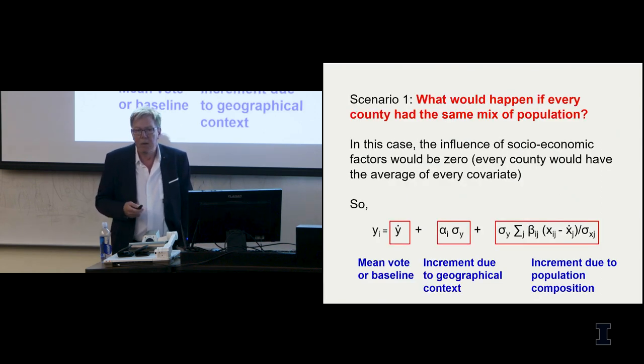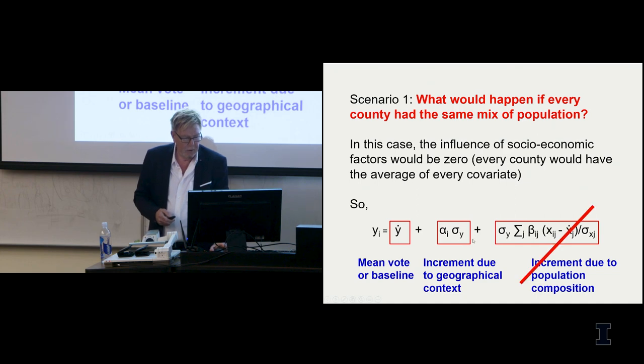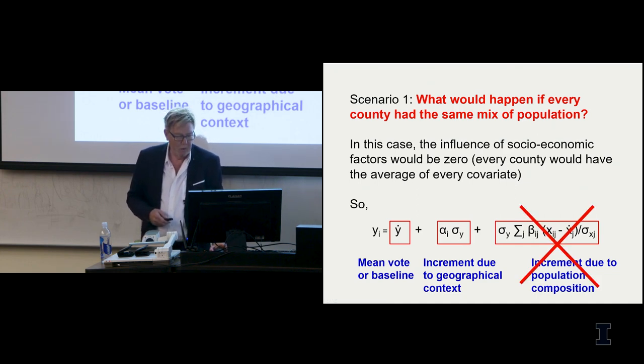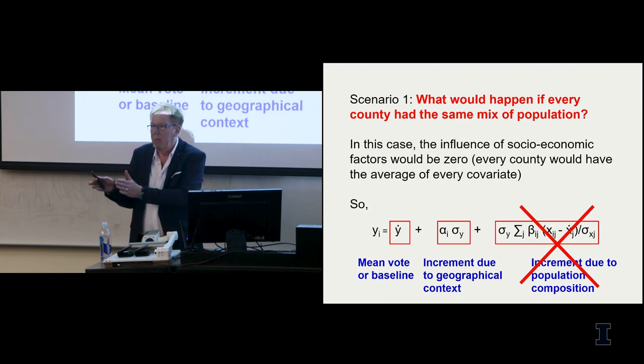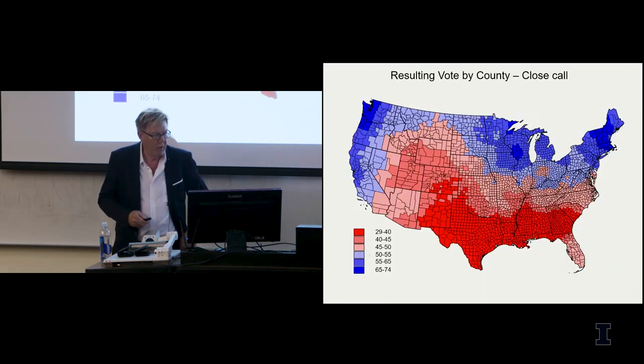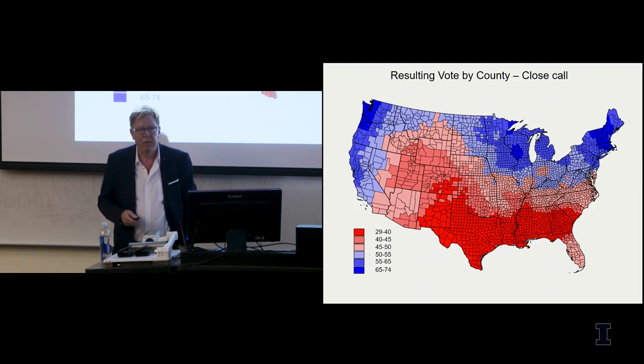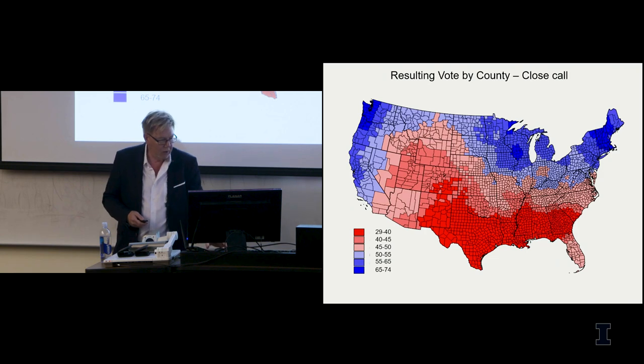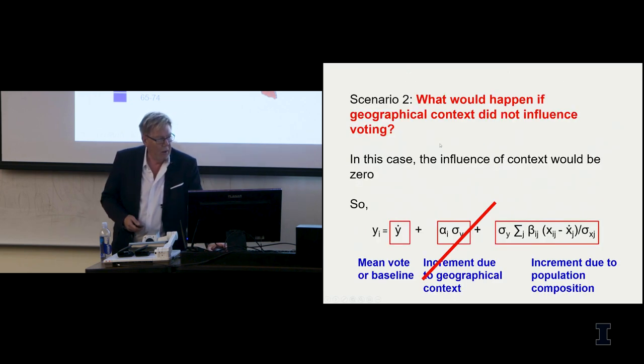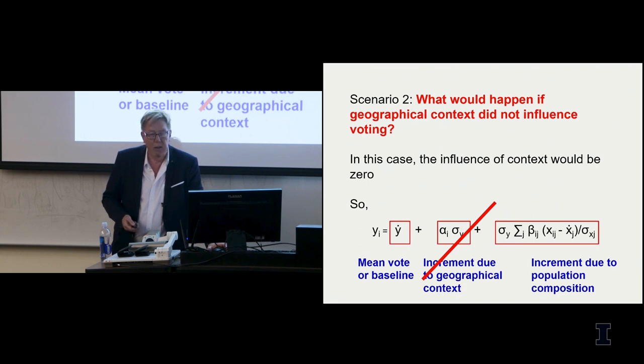Well, scenario one, what would happen if every county had the same mix of population? We can easily look at that from our model, because we just get rid of that bit. What we're saying is everywhere has the same mix of population. How would these counties vote? And that's how the votes would have gone if every county in the United States had exactly the same mix of population. So again, the reds are counties where the majority would vote for the Republican Party, and the blues are counties where the majority would vote for the Democratic Party. And it's a fairly close call. If you work this up to the Electoral College and states, I don't know which way it would go. Okay, it's fairly close.